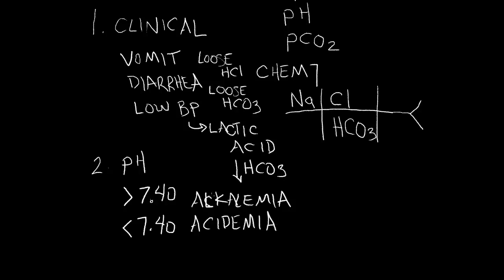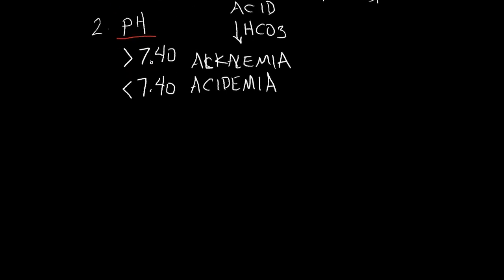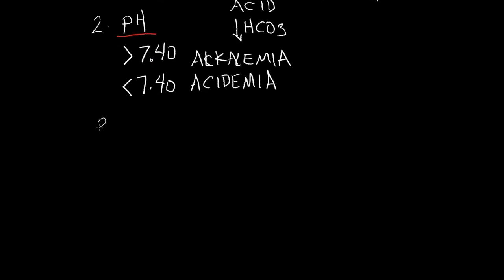So again, first step is the clinical. We're looking for specific things in the patient presentation, which will give us a clue as to what's going on. The second step is the pH. And now, from the clinical piece to the pH, we have some sort of idea of what type of problem that we have. The next step is our primary problem.